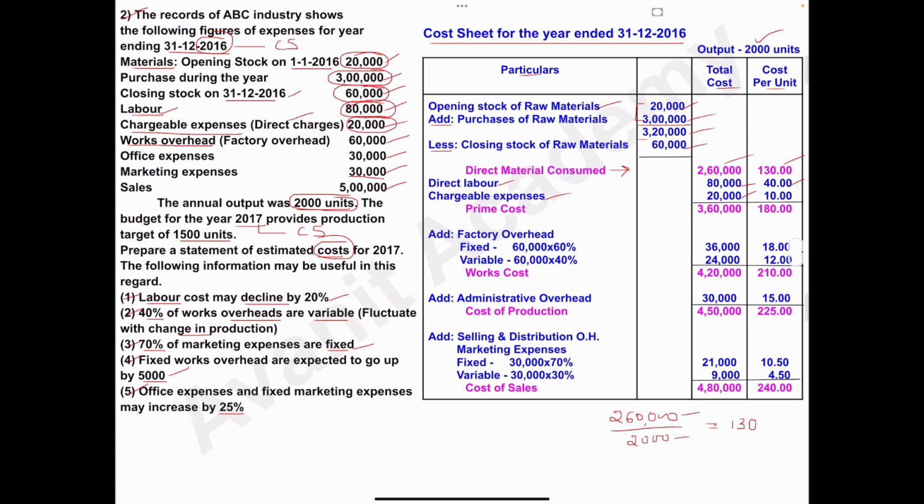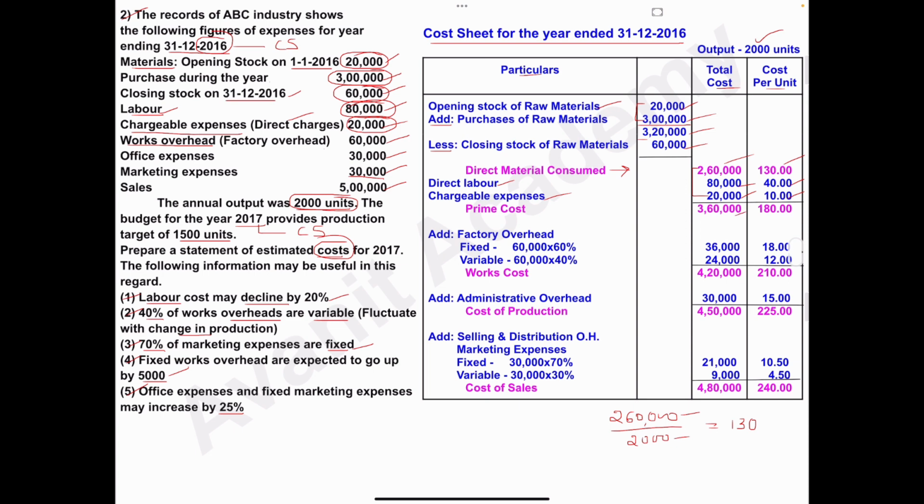Cost per unit: 20,000 divided by 2,000, that is 10 rupees. Okay, all the direct expenses, direct charges are over. Add these three amounts: 2,60,000 plus 80,000 plus 20,000, and the total is 3,60,000.